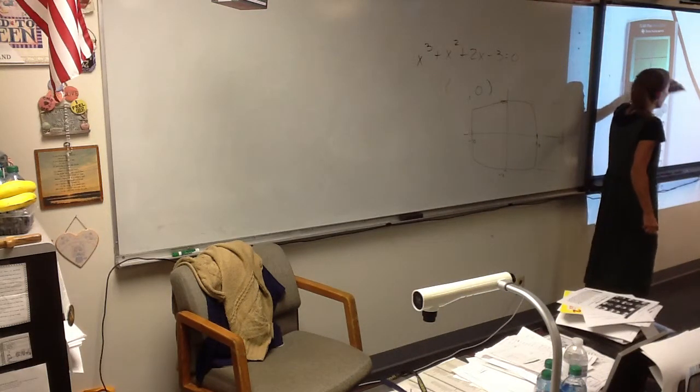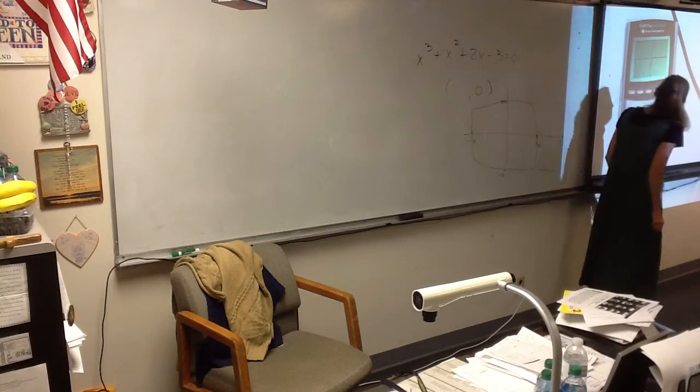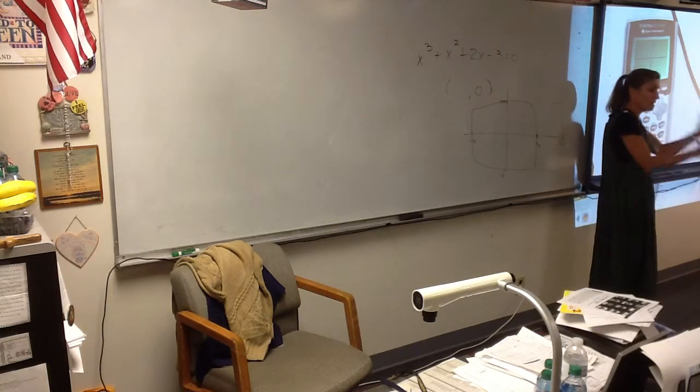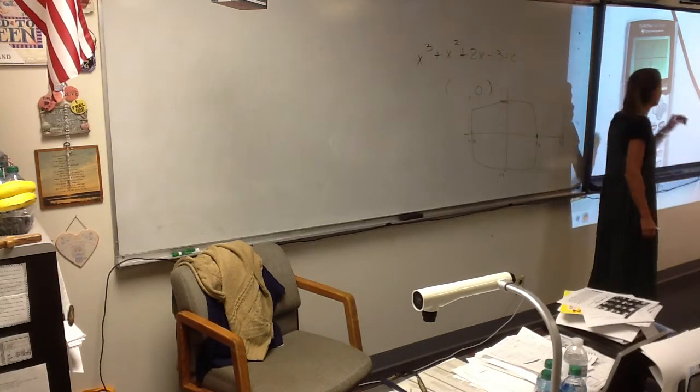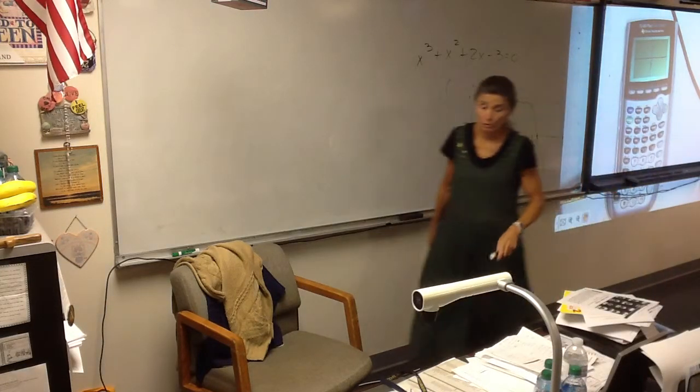Now, you can eyeball it. You can say, oh, it looks like it's somewhere between 0 and 1. Maybe it's 0.9. That's not good enough. You spent a lot of money on this calculator, and it will find that point for you. So here's how this works.